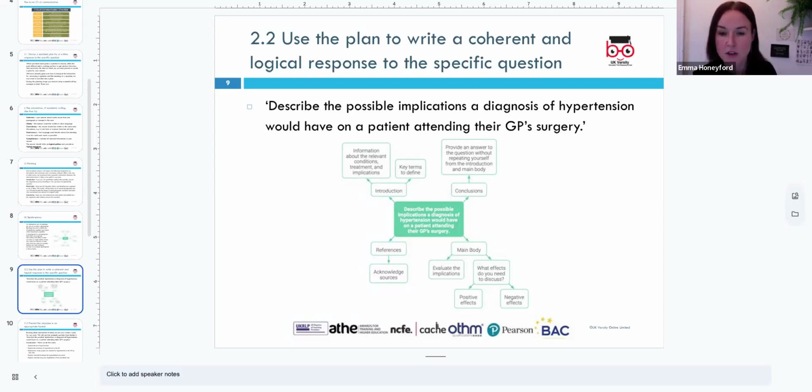which will provide an answer to the question without repeating yourself from the introduction and main body. So the conclusion needs to be new. It doesn't need to present any new arguments. It needs to mostly evaluate those arguments that you have previously spoken about. And then you've got your references at the bottom. So you've acknowledged all your sources, any examples that you've given, and that really gives it scientific rigour, because it shows that you have used proper theoretical examples and backed that up with your references.